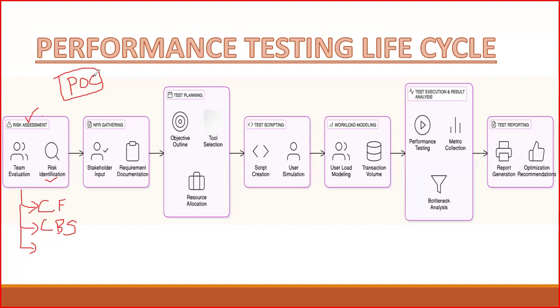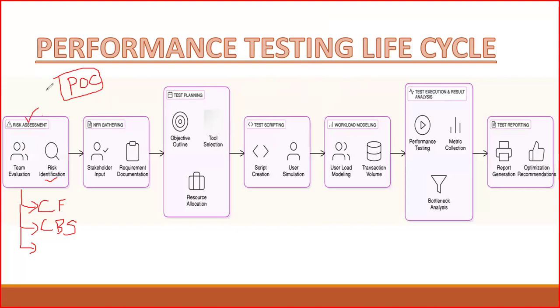So generally in the POC stage, we'll take one or two critical business scenarios that we identified in the risk assessment stage, and we'll try to record the flows. We'll try to create the scripts, execute those scripts that we created, and finally we'll also try to get the results out of that. We'll take two or three flows, and we are going to do the same performance testing process that we are going to do.